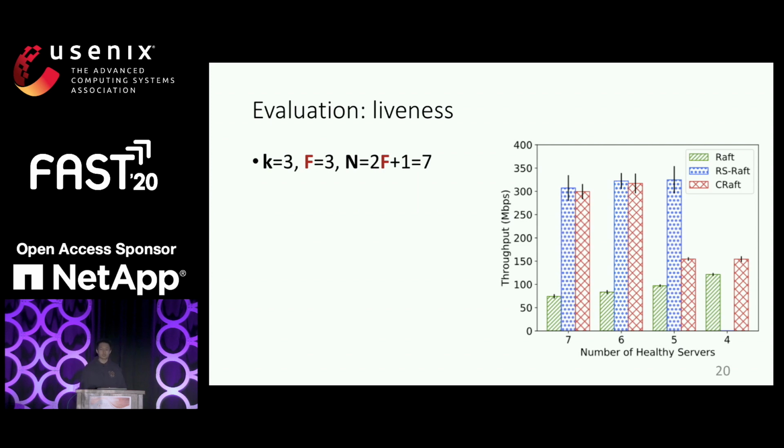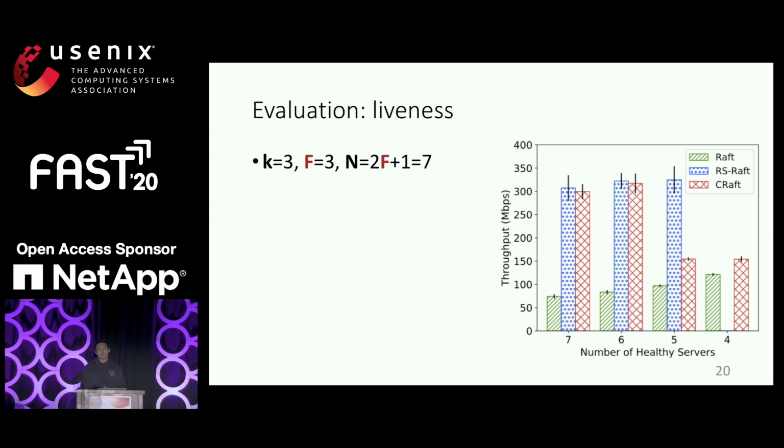Second, let us look at the liveness of CRAFT and RS-Raft. Here, we use n equal to 7 servers to tolerate f equal to 3 crashes, and k again is 3. The x-axis is the number of healthy servers. On the left-hand side is 7 servers all up. On the right-hand side is the extreme case where 3 servers failed, so there are only 4 servers healthy. The y-axis is again the throughput of the system.